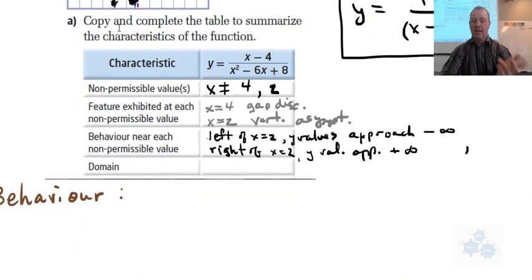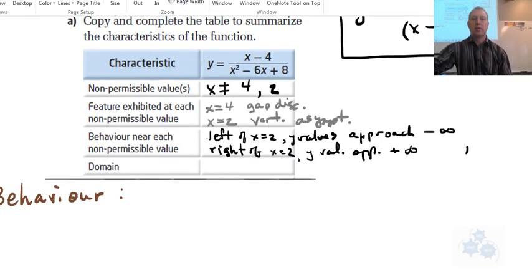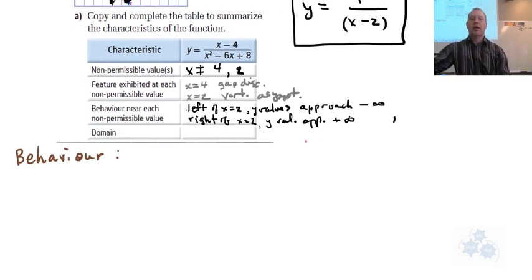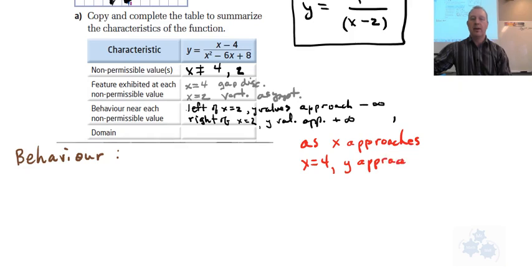Okay, so again, this is a little bit of calculus language I want you to get used to. So here, as x approaches the value of 4, y values approach what? What would we say? Approach y equals 0.5.